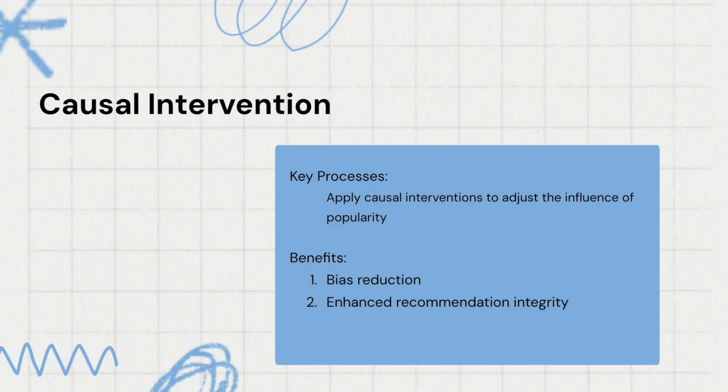And the benefit of this section will be: first, bias reduction. Causal interventions allow the model to manipulate the influence of certain variables like news popularity, enabling the evaluation of the actual impact on the recommendations. And second, enhanced recommendation integrity. By adjusting the weights of various factors such as the type of news and its inherent popularity based on content, the model can provide recommendations that are more reflective of genuine user interests rather than skewed by external bias.